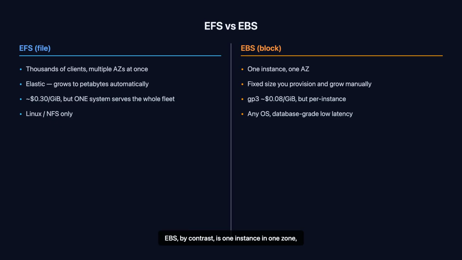EBS, by contrast, is one instance in one zone. A fixed size you provision and grow by hand at around 8 cents per gigabyte for GP3, but that's per instance. EBS runs on any operating system and gives you database-grade low latency. Different tools for different jobs. Shared access versus dedicated speed.